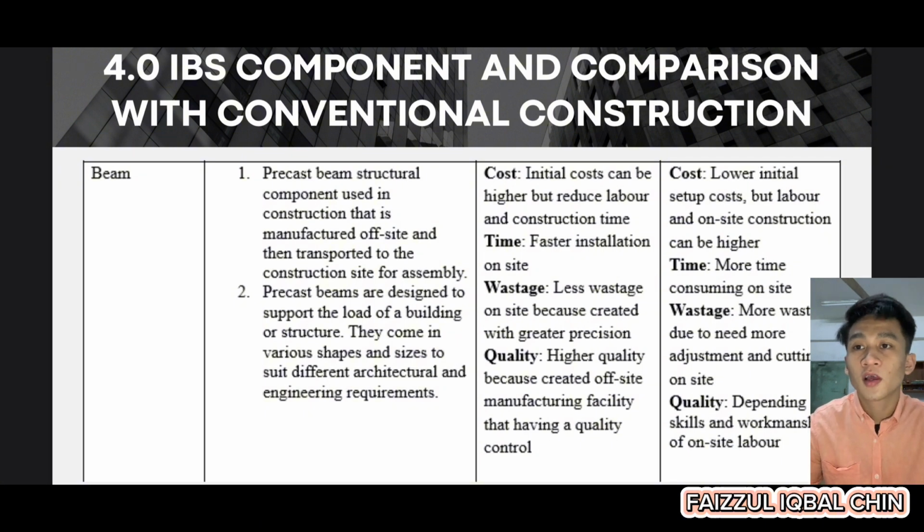For the wastage, IBS has less wastage on-site because it is created with greater precision. And for conventional, there is more waste due to the need for more adjustment and cutting on-site. For the quality, IBS has higher quality because it is created in an off-site manufacturing facility that has quality control. And for conventional, it depends on the skill and workmanship of on-site labor.